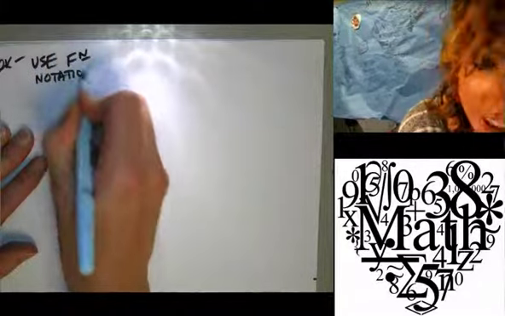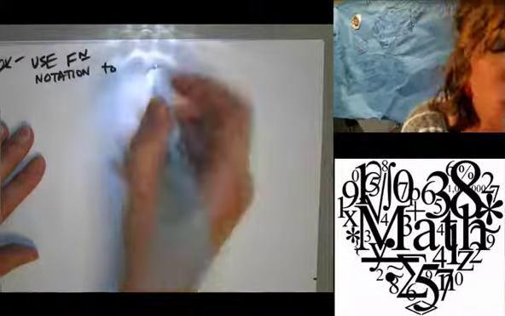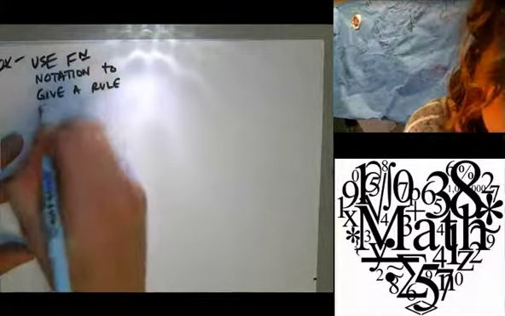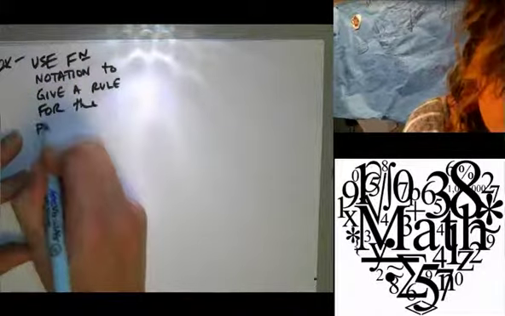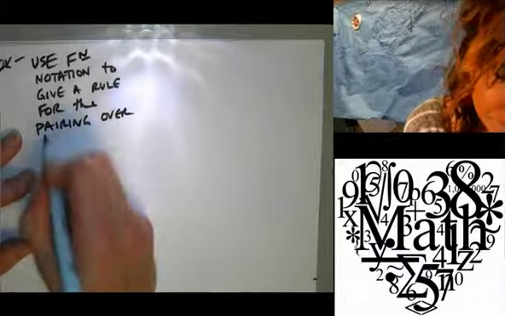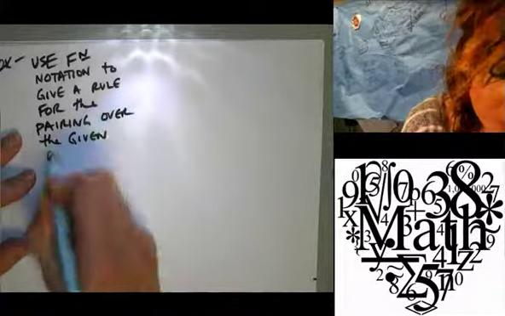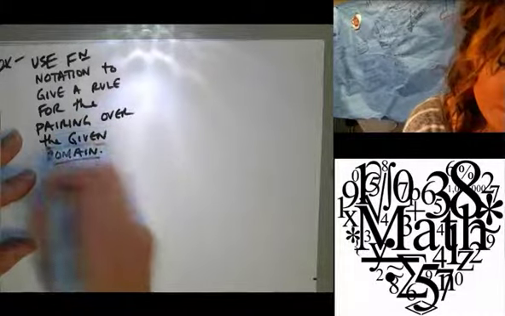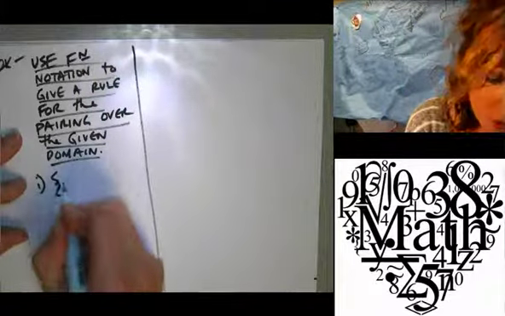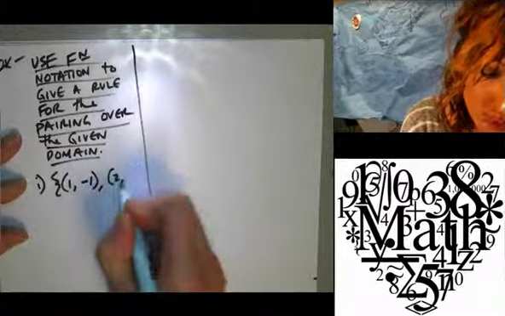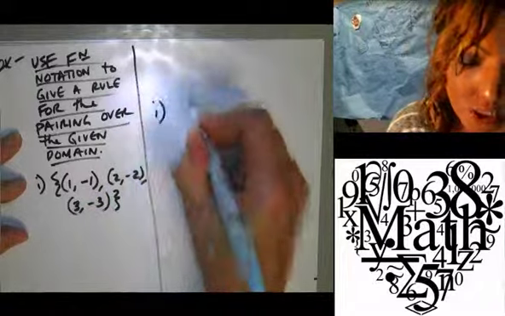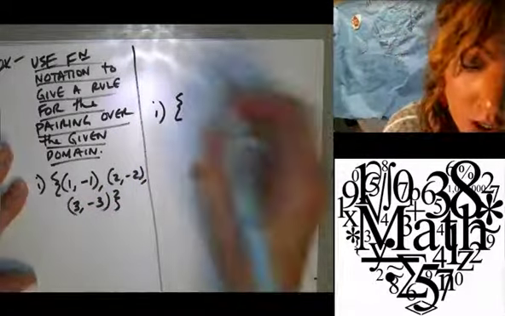Use function notation. Everybody zip it. To give a rule for the pairing over the given domain. So we only have to go through a couple of these if you guys understand. All right, so we're going to be given a bunch of coordinates here. So the first one, 1, negative 1, 2, negative 2, 3, negative 3. Okay, and here's what we're actually being asked to do in this problem. I'm sure you all can see. 1, negative 1.